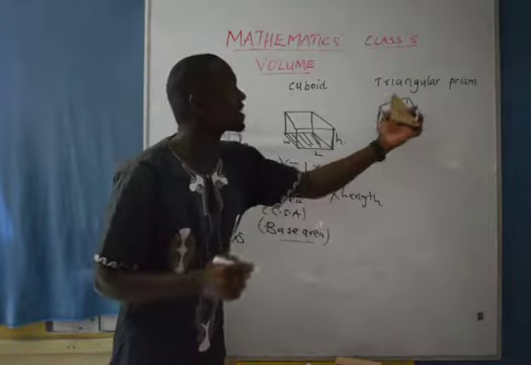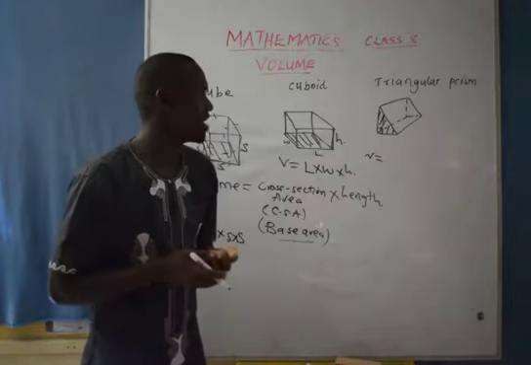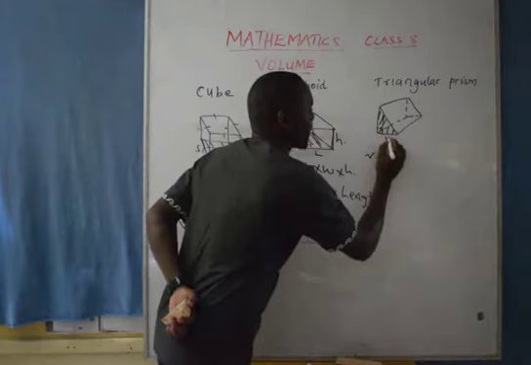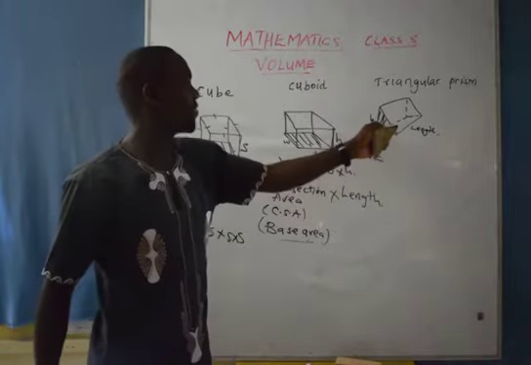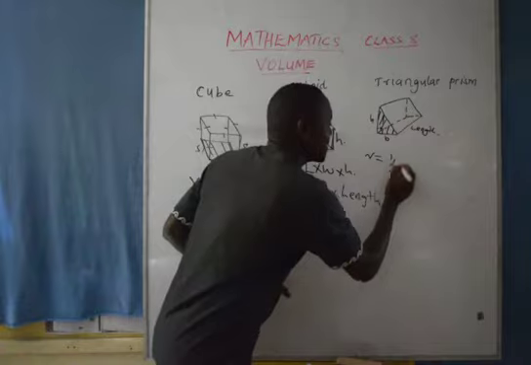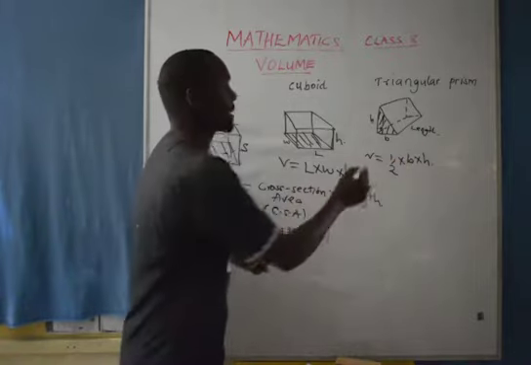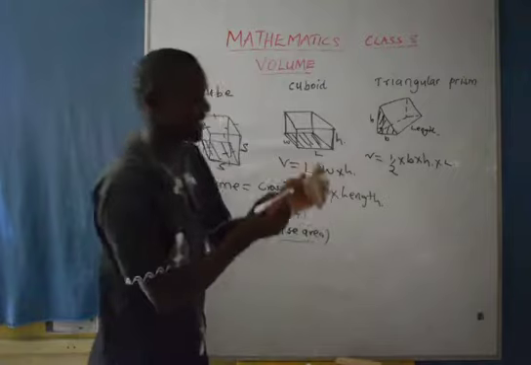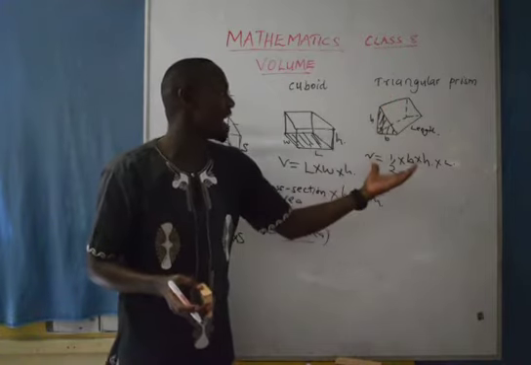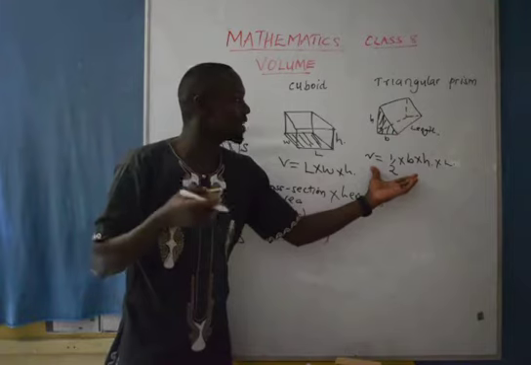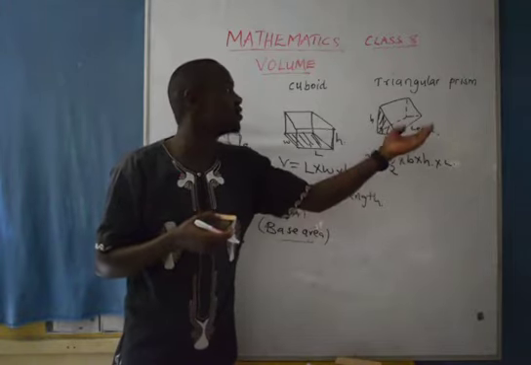So to get the volume of a triangular prism, we get the area of the triangular face. And how do we get the area of a triangle? The area of a triangle is given by a half times base times height, whereby this is our base and this is our height. Then this one will be the length. So the area of this face is a half times base times height. This is the area of the cross-section. Then times the uniform length. So this is how we get the volume of a triangular prism.